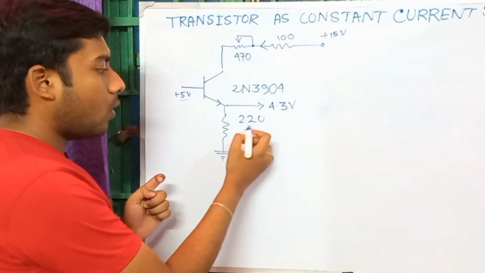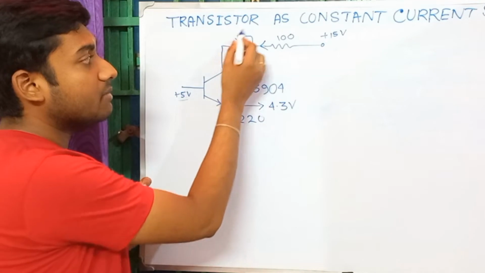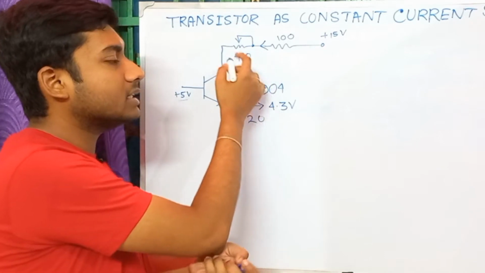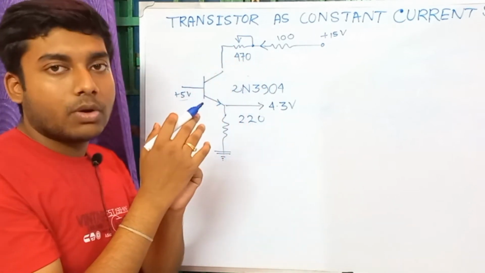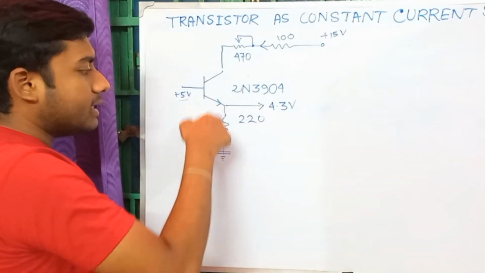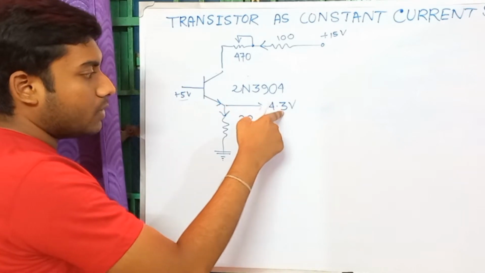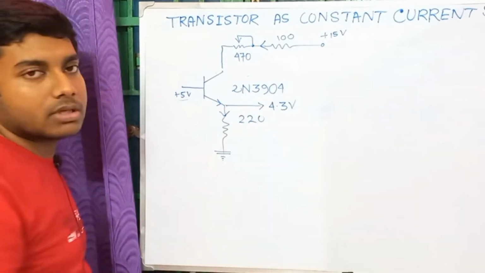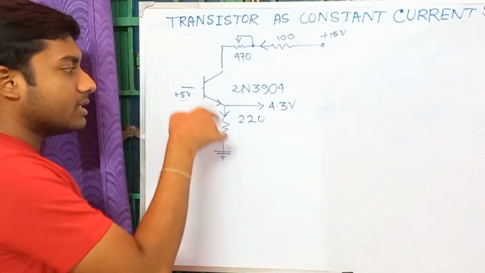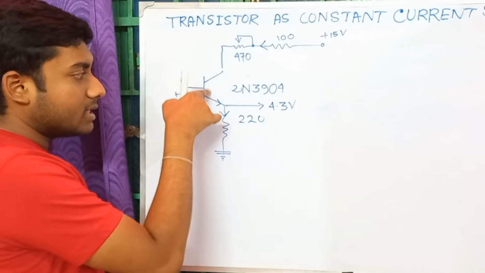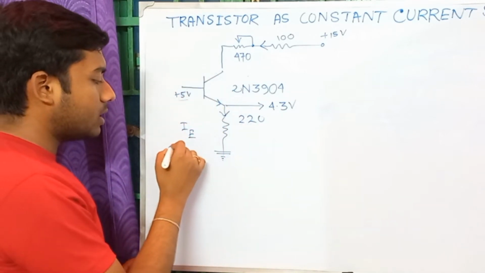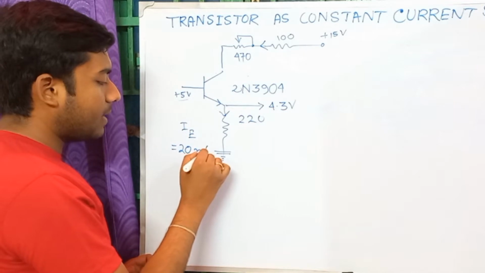Now this is a 220 ohm resistance, this is a 100 ohm resistance, and this is a variable pot. Pot means a variable resistor. Suppose this variable resistor's maximum resistance is 470 ohm, so it can vary from 0 to 470 ohm. Now what will be the current in this circuit? The current will be 4.3 volt divided by this resistance. If you calculate, this current is the emitter current IE, since this is the emitter terminal of the NPN transistor, which will be equal to 20 milliampere.